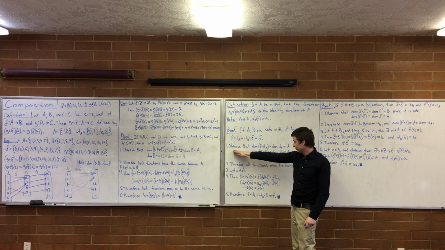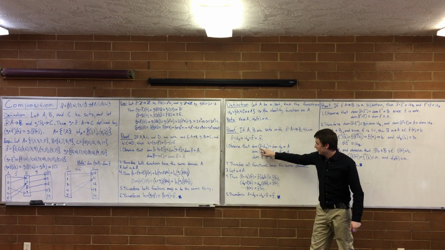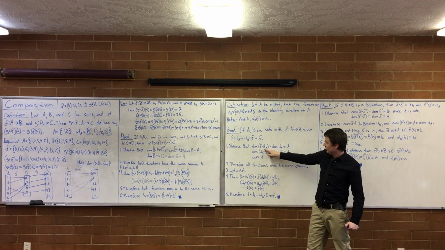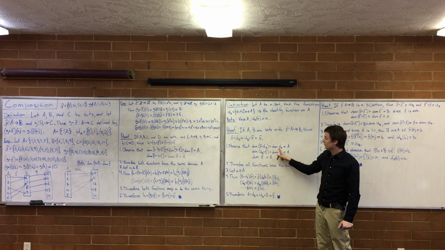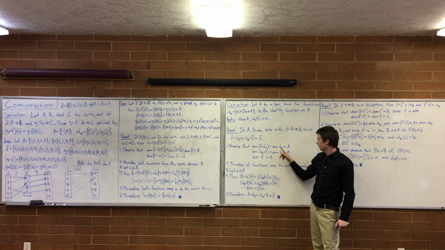Alright, so let's look at their domain. What's the domain of f composed with the identity of A? It's just the domain of the right-hand function, the identity on A. What's the domain of the identity function on A? A. It's just A.